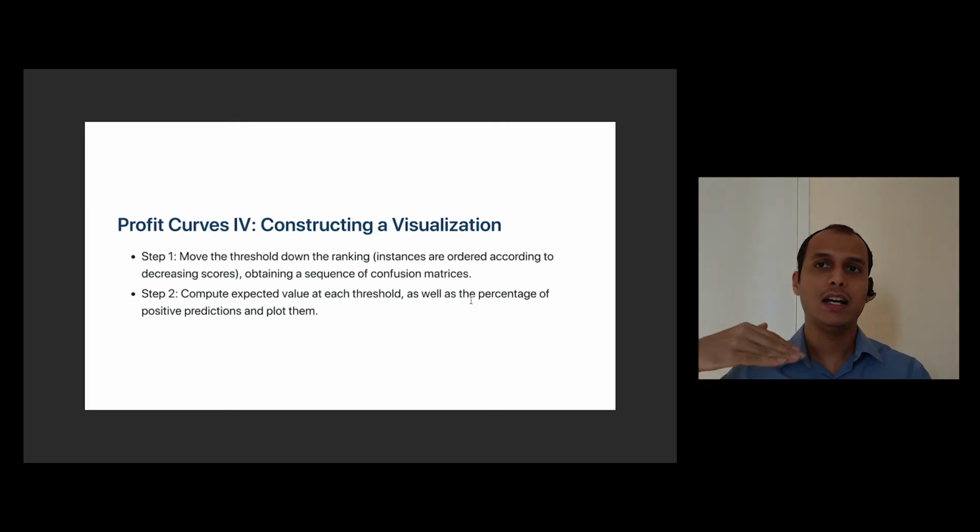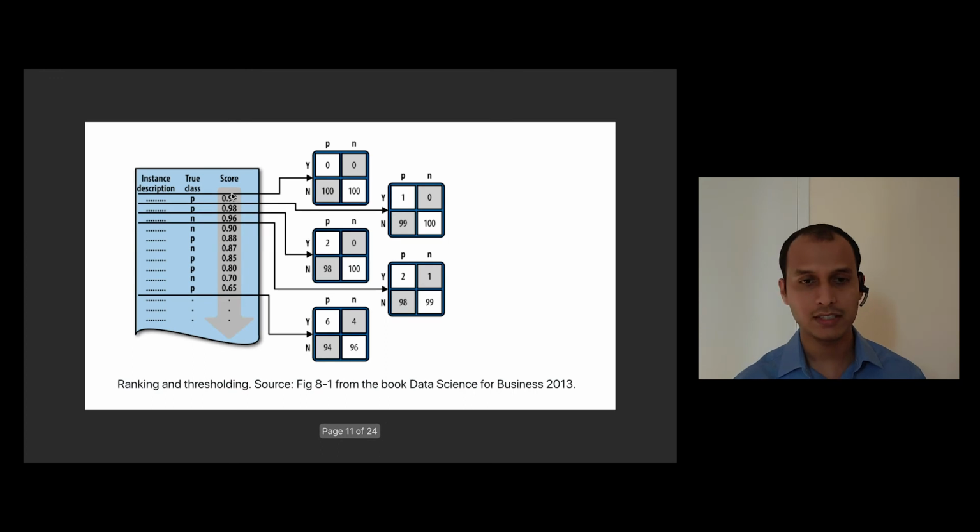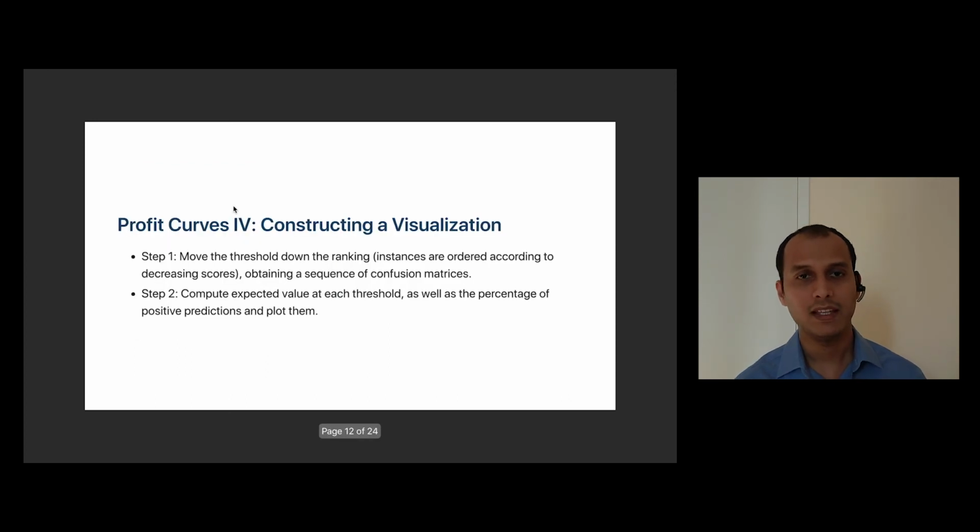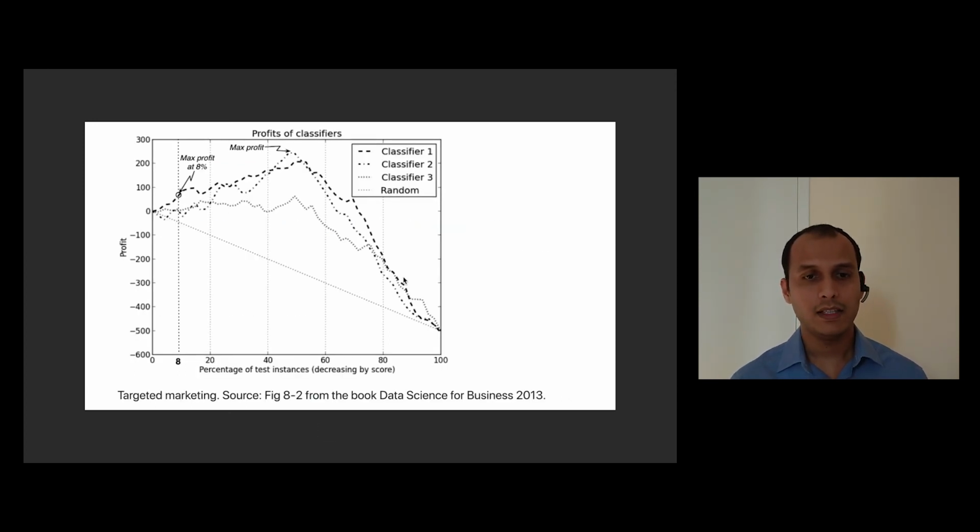We can also compute another quantity, which is, at each threshold, how many positive predictions there are. For example, if the threshold is really high, there are no positive predictions. If the threshold is between 0.98 and 0.96, then there are 2 positive predictions and so on. So here is an example of a profit curve.